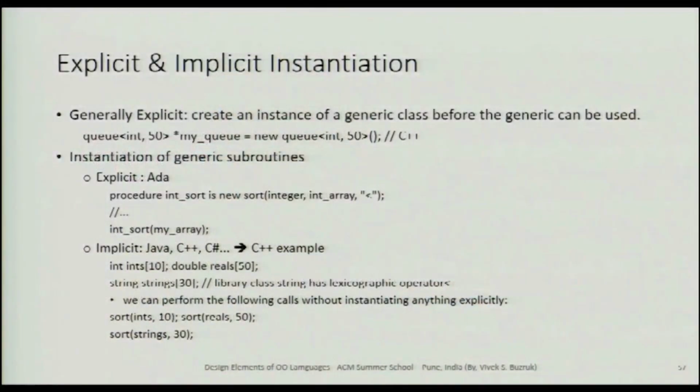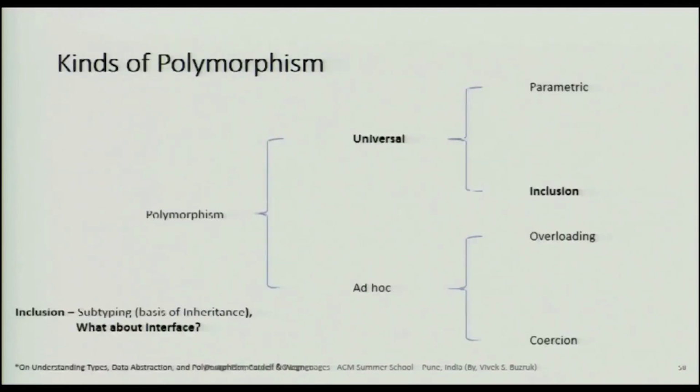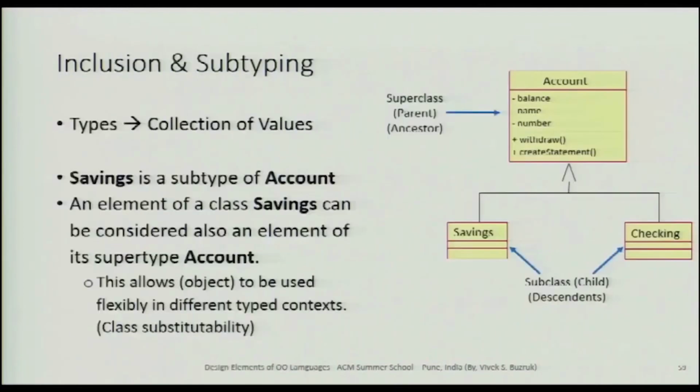So for example, hopefully I have the example, yes, this one. This sort function, if you have defined it, then I can just pass the array and call it. You can just call it and it will automatically instantiate. That is like C++ or Java. So the instantiation of function polymorphism differs in different languages. Okay, now coming to subtyping.